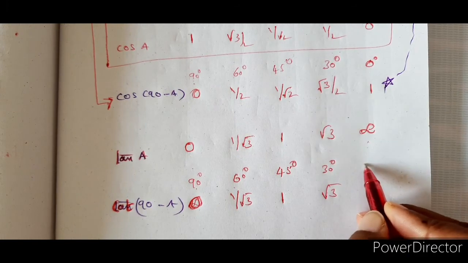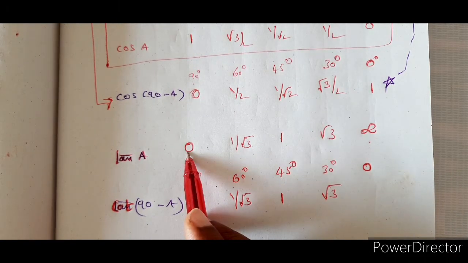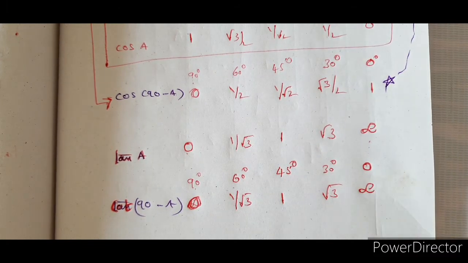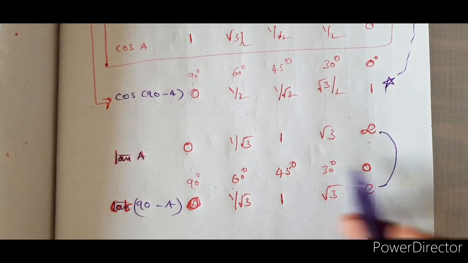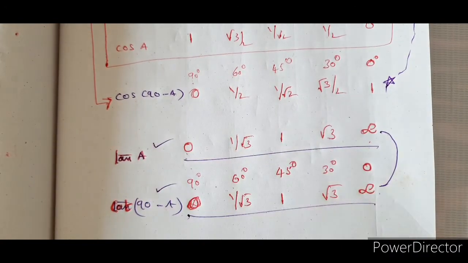Right, now cot of 90 minus 90 is cot 0. So cot 0 is the reciprocal of tan 0. Tan 0 value is 0. 1 by 0 is infinity. Very good. Got it now? So these two sets of values are equal again. That means tan A is equal to cot of 90 minus A. You can check with the other values also, like secant and cosecant, using the table of trigonometric ratios for different angles.